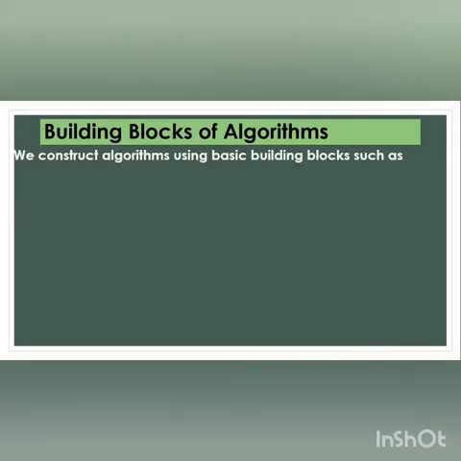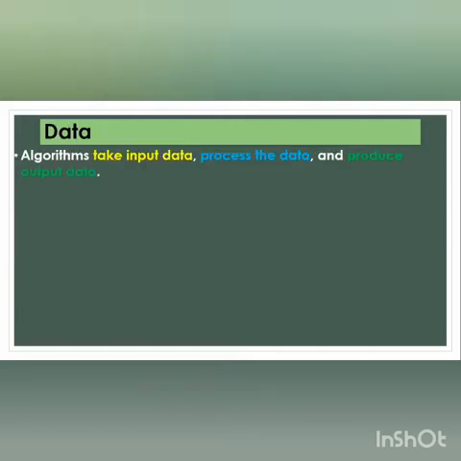Next, we are going to see about the building blocks of algorithm. So, what are all the basic components required to construct an algorithm? The basic components are data, variables, control flow and function. Now, let us see the first one, data. We all know that data is a raw fact which is used to process and produce the information, that is, produce the output here.